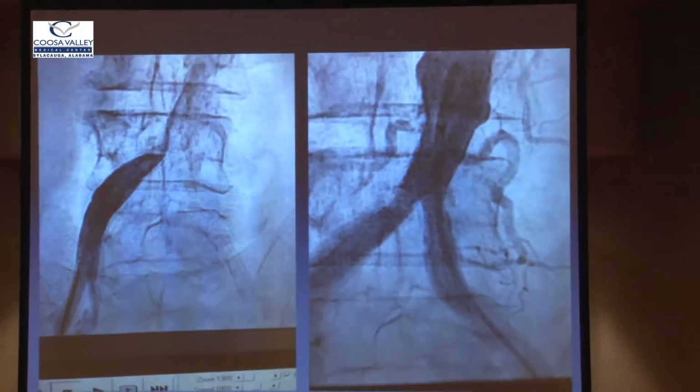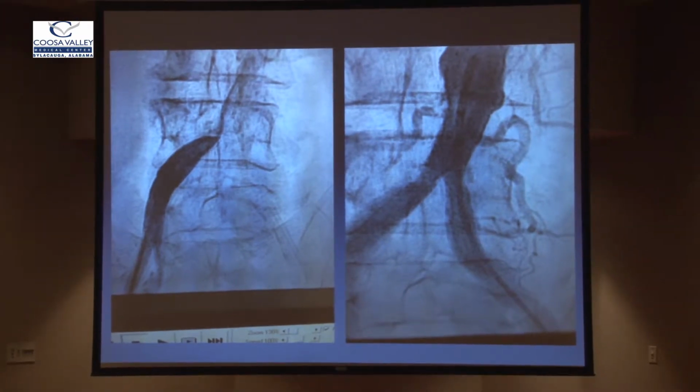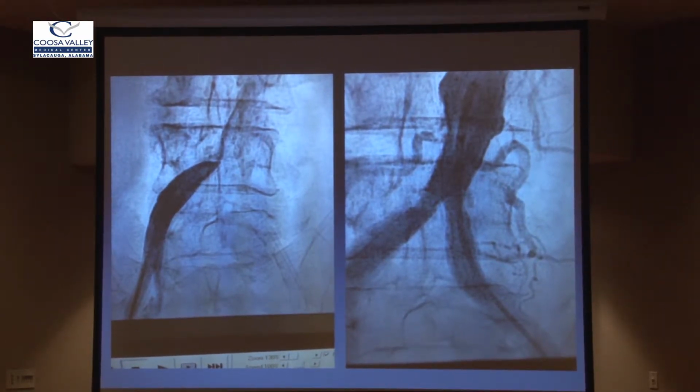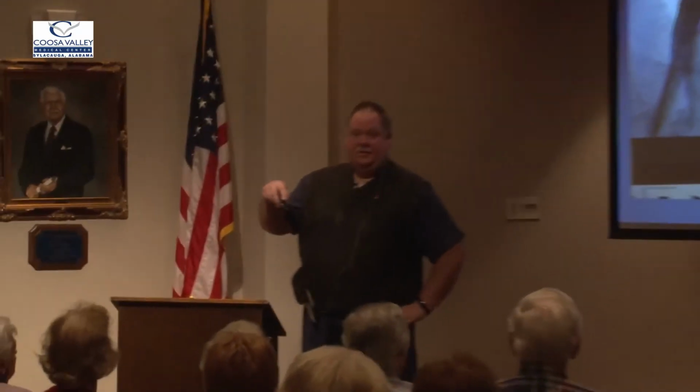So I'm going to show you a couple of cases that I've done over the years. These are real patients. These are not patients I found on the internet. These are patients that I've treated. Some of these patients we've actually treated here at Coosa Valley, because we're able to do a lot of these stenting and balloon procedures here at the hospital. And we're trying to do as many of those as we can here.